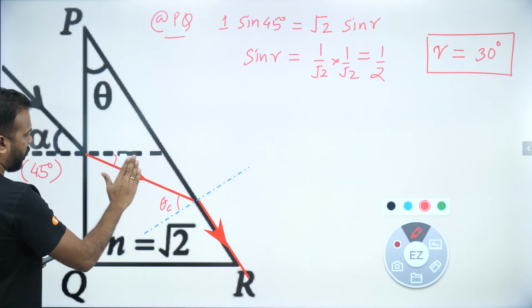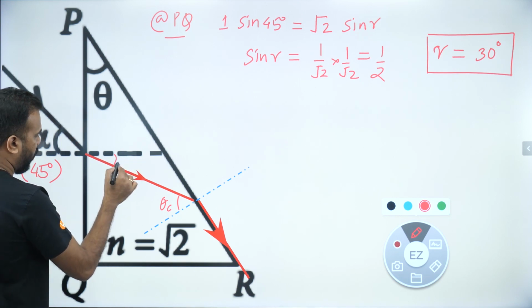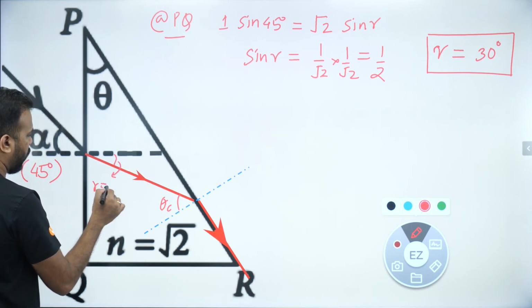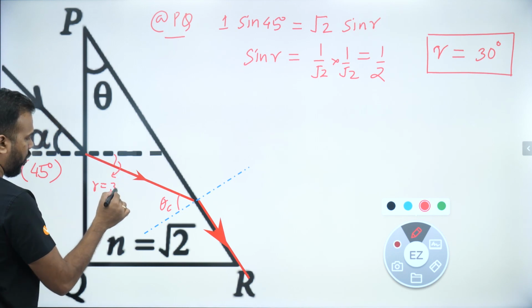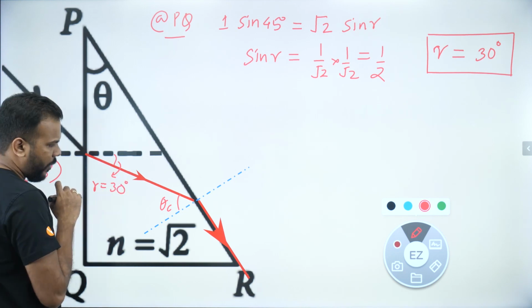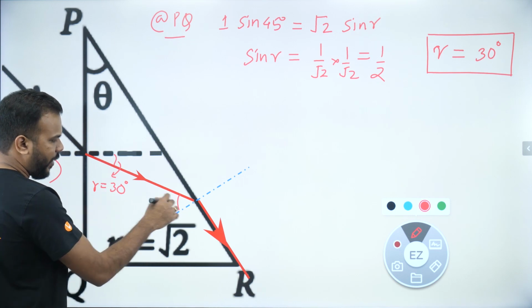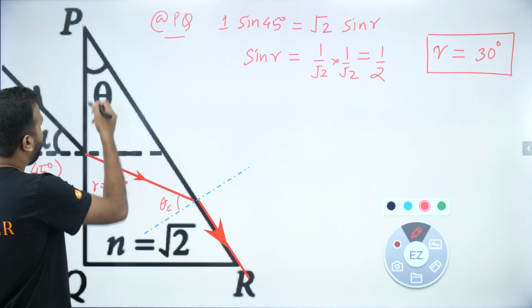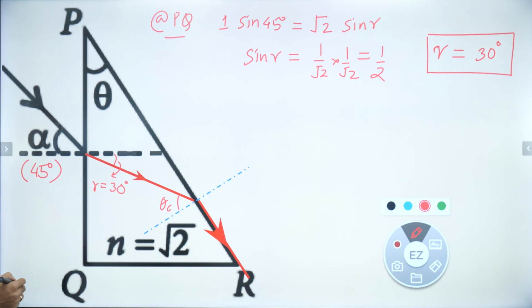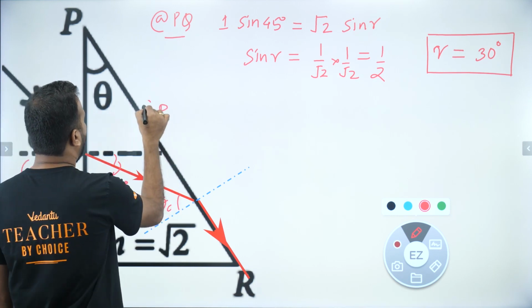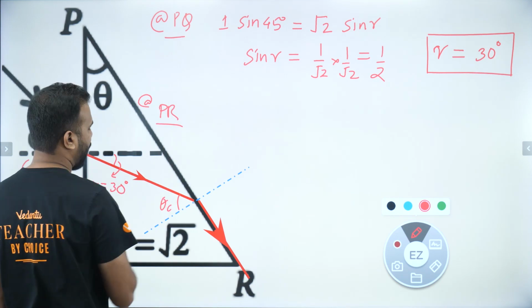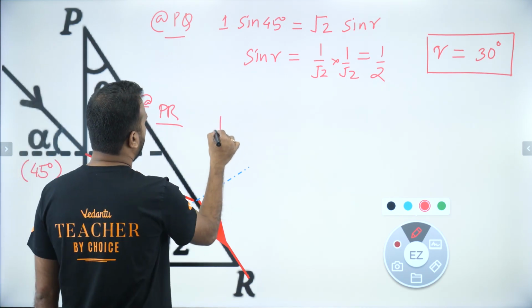So let me just write it down as r equal to 30 degree. Okay guys, cool. Now if we talk about the critical angle, what does that mean? So far we applied Snell's law on surface PQ. Let's try to do that on PR now. So at PR, if we apply the same thing, what will happen this time?